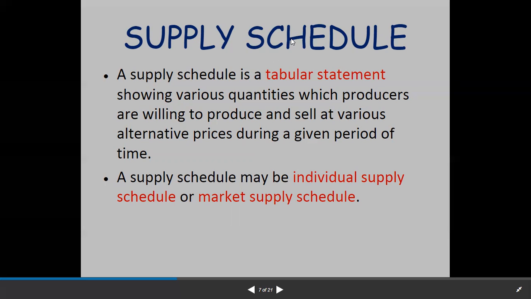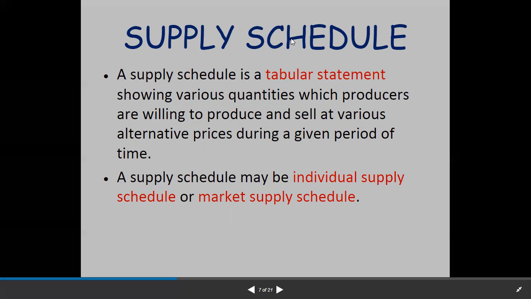For example, Sx is used for the supply of the given commodity X, PO for the price of other goods, SG for state of technology, G for goals of the firms, PX for the price of the given commodity, PF for price of factors of production, T for taxation policies. N is used for the number of firms and F is used for future expectations, G for the goal of a firm, M for means of transport and communication. So these are the market and individual supply functions.